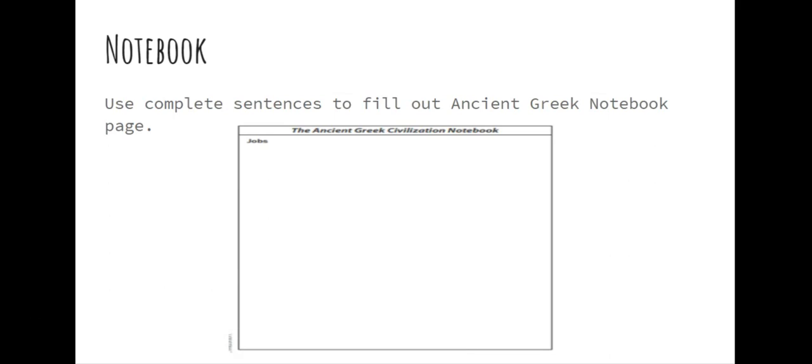So we're going to go back to our Greek civilization notebook, and I want you to write a sentence about where the gods lived and how many lived there. So again, we learned the gods lived on Mount Olympus, and we said that there were 12 of those Olympian gods. So I want you to write a sentence about where the gods lived and how many lived there.